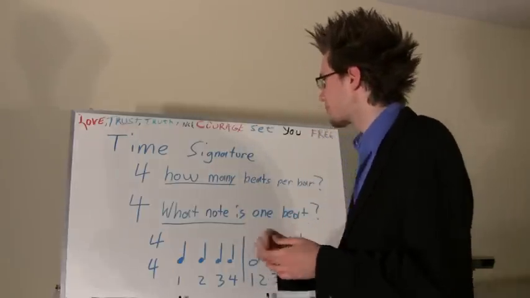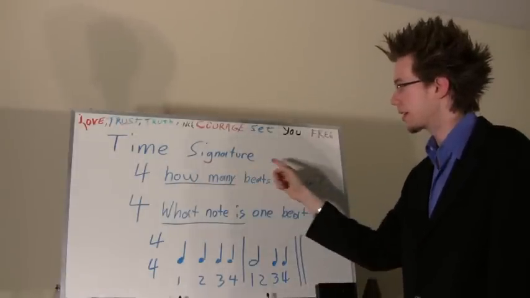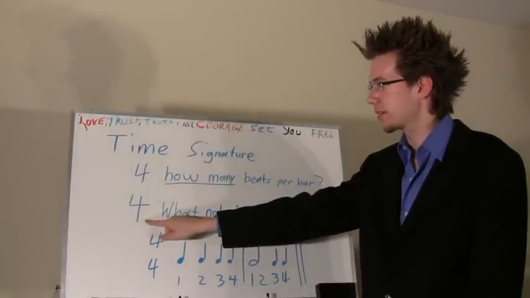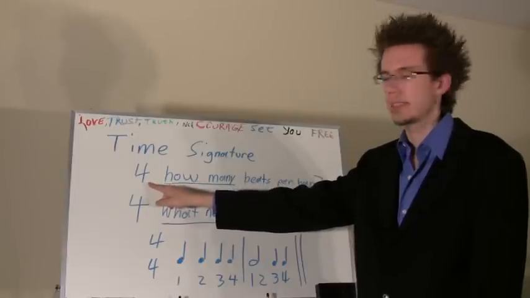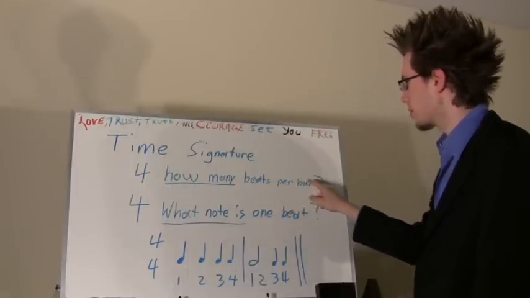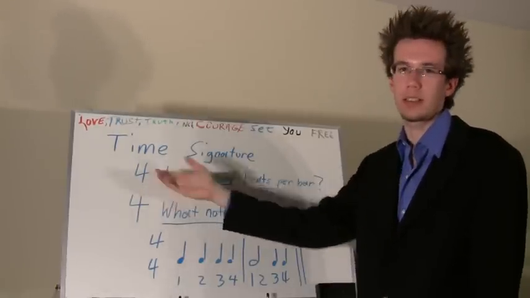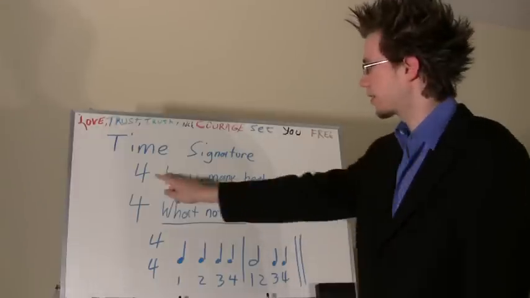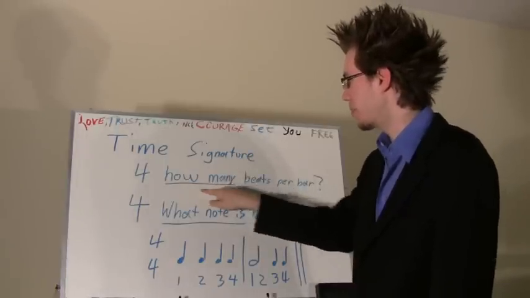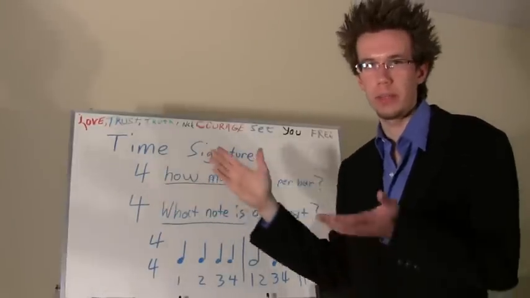Okay, so a time signature, as you can see right here, hopefully, looks like this. It says time signature, and we have a top number and a bottom number. Okay? The top number, I want you guys to ask yourself this question: how many beats per bar? If you can ask yourself this question, the answer is right in front of you. That's how simple it is. How many beats per bar? 4. A simplified version would be: how many? 4. So it's just how many beats per bar. There's 4. 4 beats per bar.